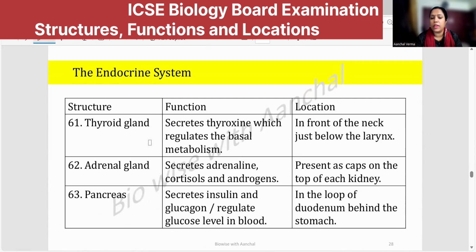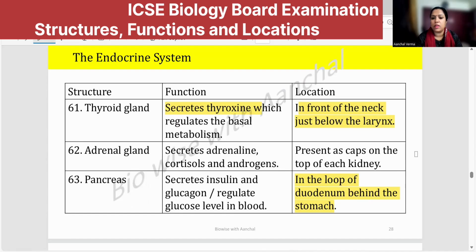Now, thyroid gland, coming to the next chapter, endocrine system. Thyroid gland secretes thyroxine, which regulates the basal metabolism, in front of the neck, just below the larynx. Adrenal gland secretes adrenaline, cortisols, and androgens, present as a cap on both the kidneys or on top of each kidney. Pancreas secretes insulin and glucagon, which regulate glucose level in the blood. It is present in the loop of duodenum behind the stomach. Please mark it. You're going to write this. This is only needed for your examination. Okay. So all these things are important for you to remember. In front of the neck, just below the larynx. These are all important questions that can be asked.